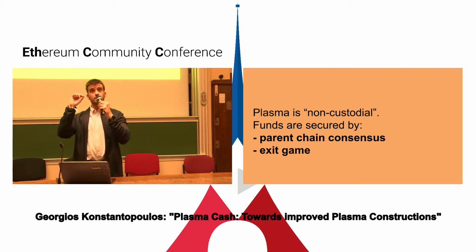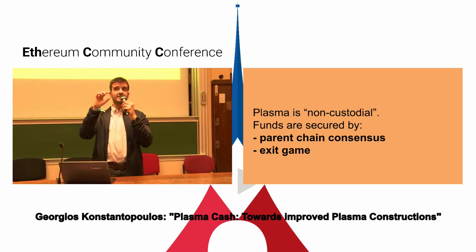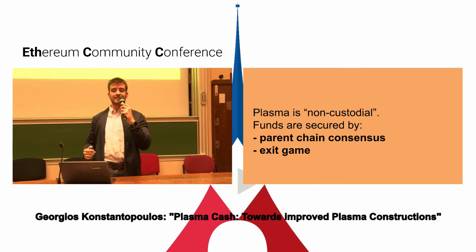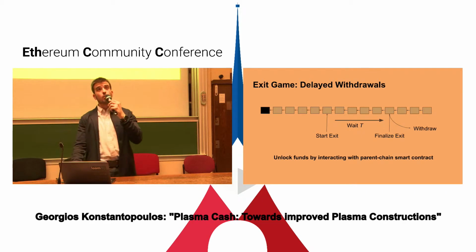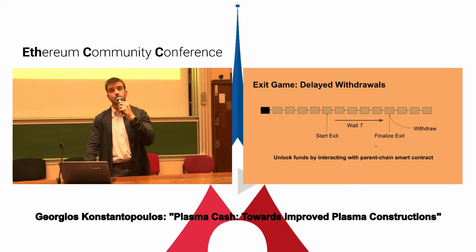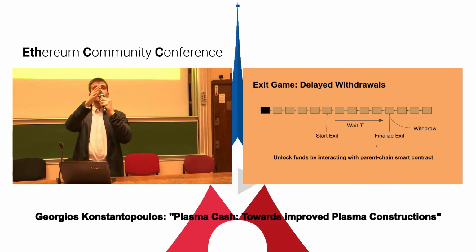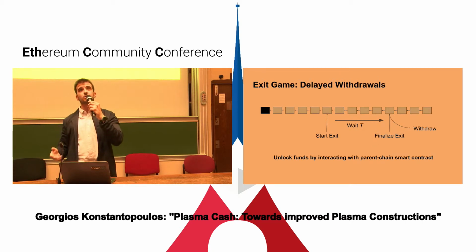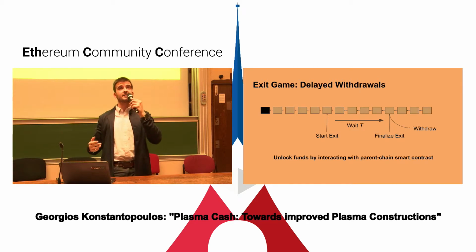If you have a proof-of-work chain, your funds are, I will claim, as secure as the proof-of-work security. But you also have some extra responsibilities, which is called an exit game. So what is this game? Whenever you want to withdraw your funds, you need to wait some time. You start an attestation: I want to withdraw my funds at this block. Then you need to wait T, which is some sort of security parameter.